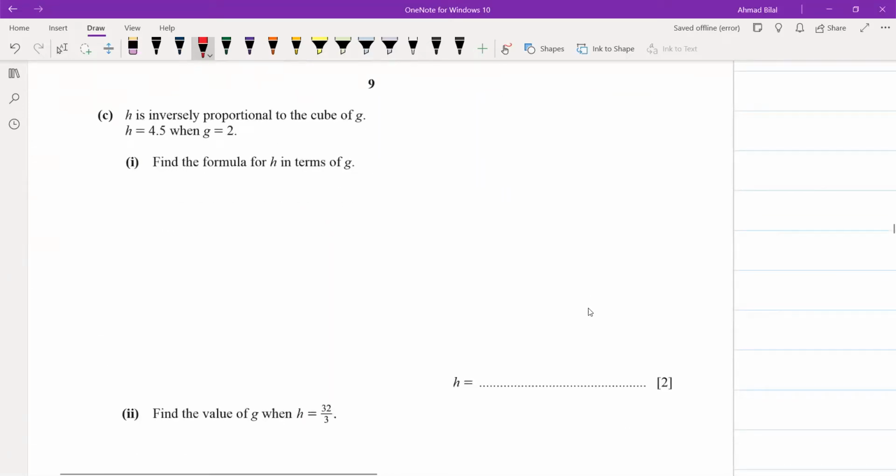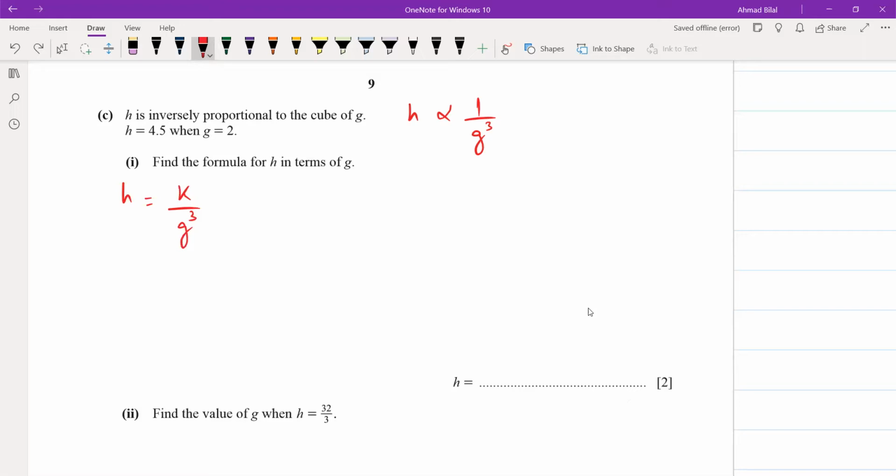Now h is inversely proportional to the cube of g. Now what does that mean? H is inversely proportional to cube of g. So that's what it says. इसमें आप proportionality का sign खत्म करके क्या करोगे? K लगा दोगे. That means H is equal to K over G cube. Right? H is inversely proportional. दूसरे पे fraction होगी. H is equal to K over G cube.